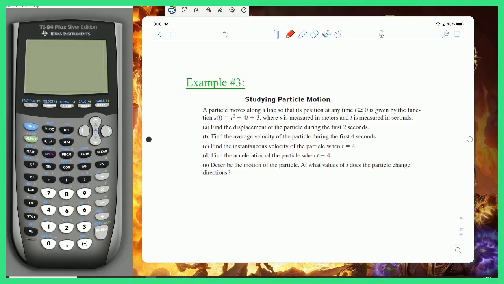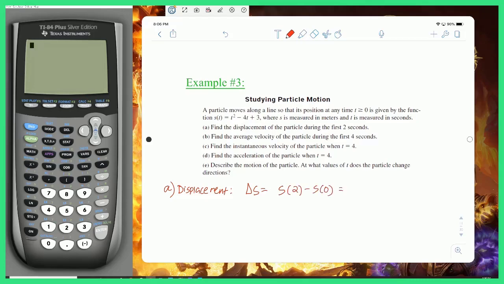Okay. So the displacement of the particle, for letter A, from 0 to 2 is basically equal to delta S equals F of 2, actually, you know what, we'll use the S just to be consistent. So S of 2 minus S of 0.